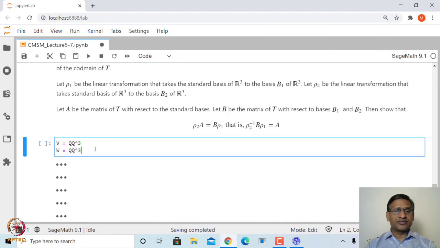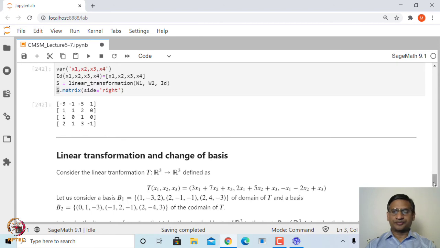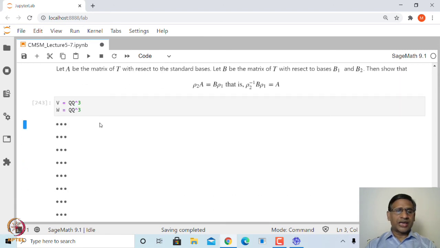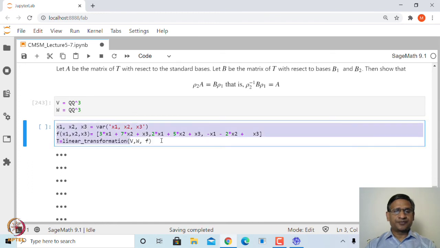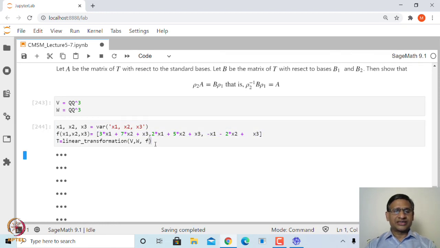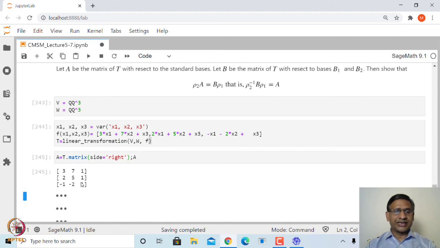So suppose you start with V and W, which in this case both are Q3, and let us define the linear transformation T with given expressions as a list in F. So that's the matrix, that is the T, and let us define the matrix of T with respect to standard basis. Let me call that as A.